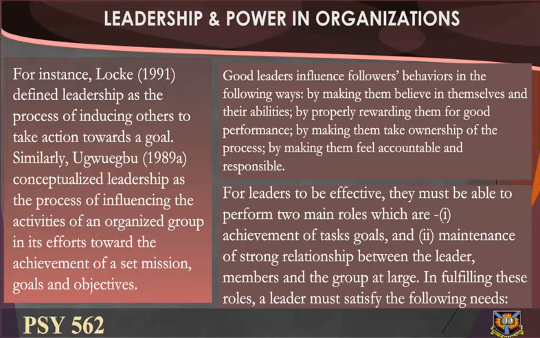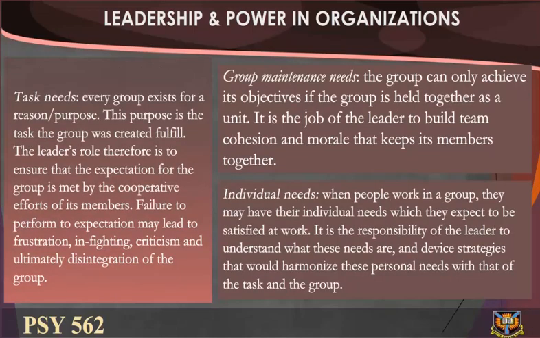For leaders to be effective, they must be able to perform 2 main roles, which are 1. Achievement of task goals, and 2. Maintenance of strong relationship between the leader, members, and the group at large. In fulfilling these roles, a leader must satisfy the following needs. Task needs. Every group exists for a reason or purpose. This purpose is the task the group was created to fulfill. The leader's role, therefore, is to ensure that the expectation for the group is met by the cooperative efforts of its members. Failure to perform to expectation may lead to frustration, infighting, criticisms, and ultimately disintegration of the group.